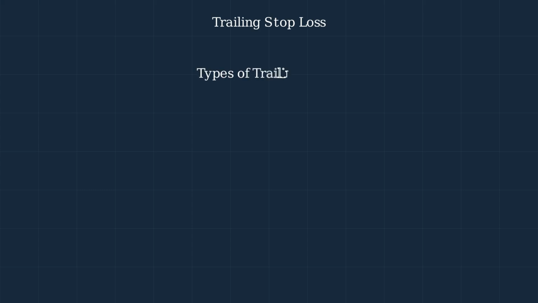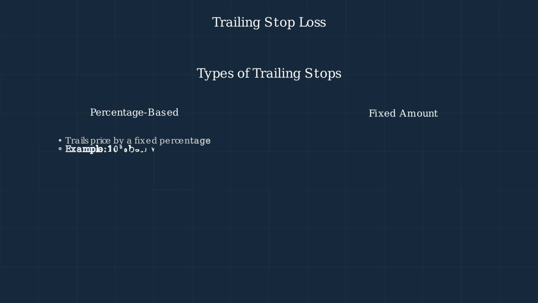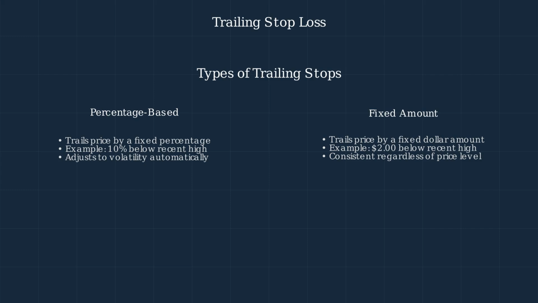There are two main ways to set trailing stops, by percentage or by a fixed amount. Percentage-based trailing stops maintain a relative distance from the price. For example, always staying 10% below the highest price reached. Fixed amount trailing stops maintain an absolute distance, such as $2 below the highest price, regardless of the price level.